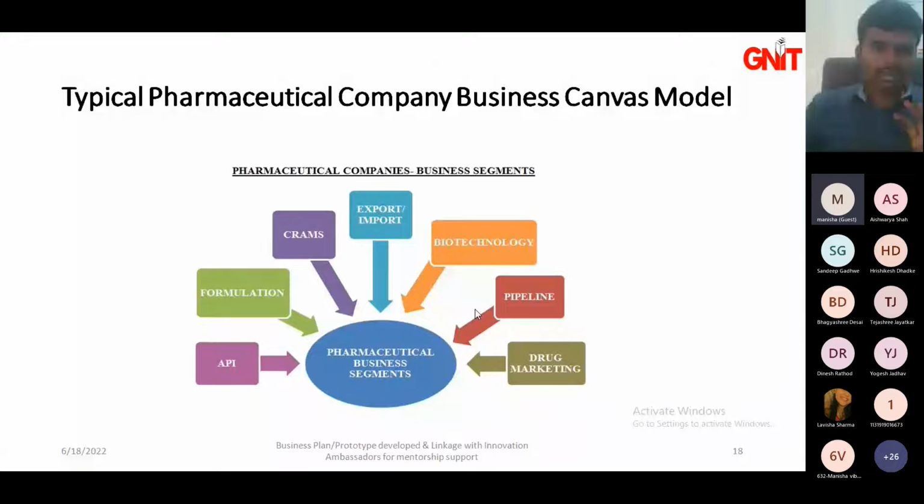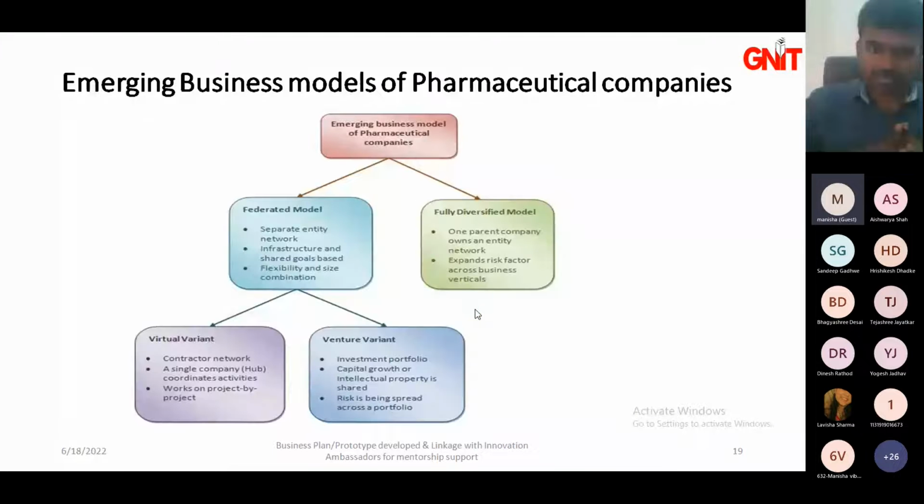Okay, but now the emerging business model. So what is the emerging business model? This type of model you can follow for your business, so you can start and run the company in a quicker manner. Because in the previous model, we needed huge investment, huge capital, and a place like that. But in this emerging business model, there is a federated model and a fully diversified model.